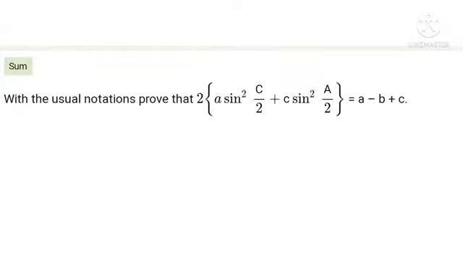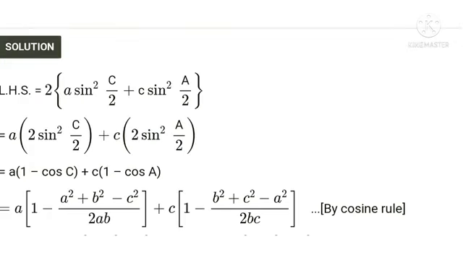See question number 5. With usual notation prove that 2 into bracket a sin square C by 2 plus c sin square A by 2 is equal to a minus b plus c. See, first you write LHS, 2 into bracket a sin square C by 2 plus c sin square A by 2. Okay, so here you write a outside, 2 sin square C by 2, take c outside, 2 sin square A by 2. A as it is, 2 sin square theta is 1 minus cos 2 theta, so 1 minus cos C.